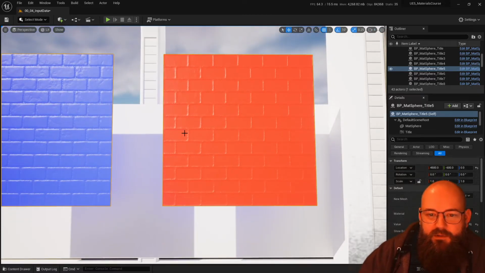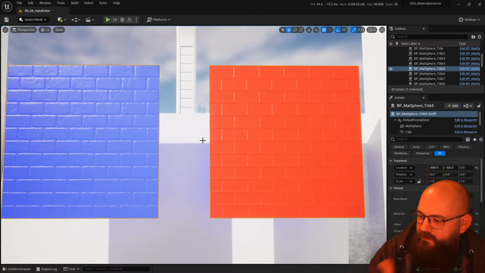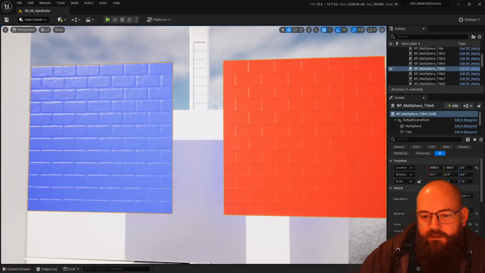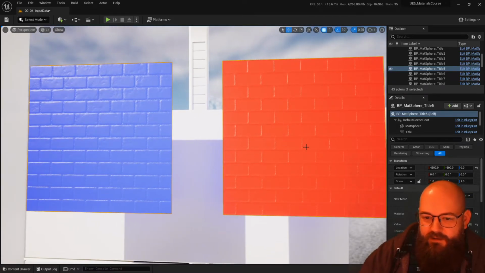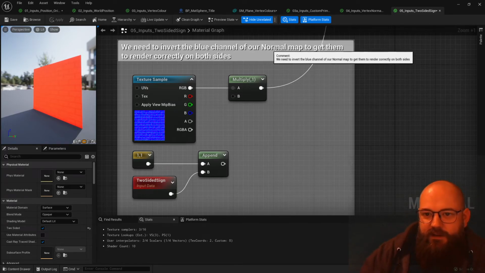Might be what you want. If you want this to look like a piece of dented metal, then you want the dent to be consistent on both sides, they're both in or both out. If you want this to be something like a brick wall, you probably want it to be bumped out on both sides, and so we need to modify our normal. It says here we need to invert our normal map.